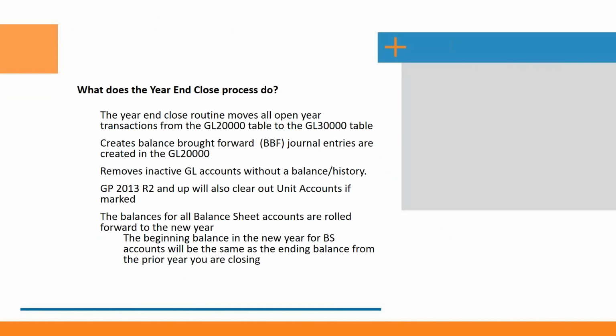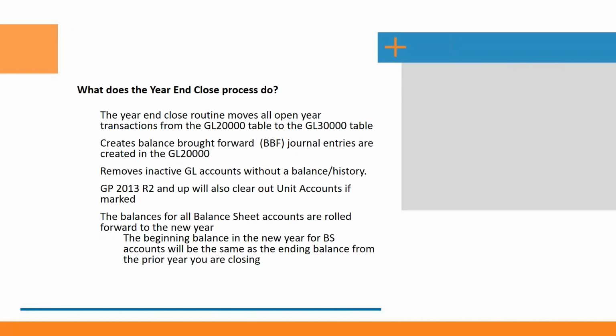The year-end close routine is going to take all of the open year transactions from the GL20000 table to the GL30000 table. That's the history table. It doesn't go away. We can still report against it, but it makes reports and inquiries, searching through SmartList, etc., a lot faster because all that stuff gets moved from open year to historical year. We'll create and bring forward all the balances where they're appropriate. Any inactive accounts that do not have a balance or a history get removed if you've chosen to set them as inactive. It's just a flag on the GL card, of course.